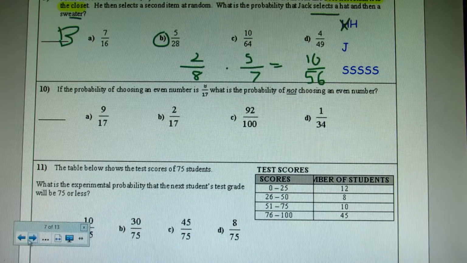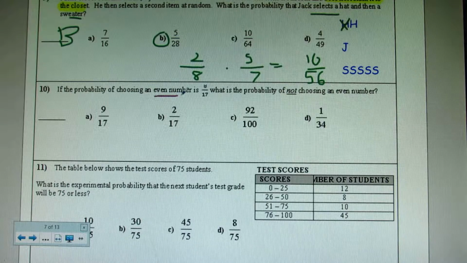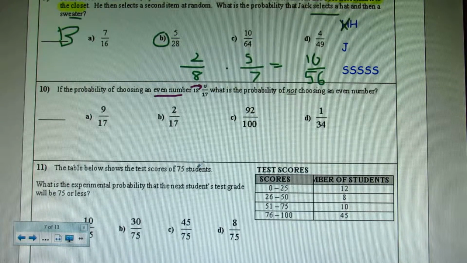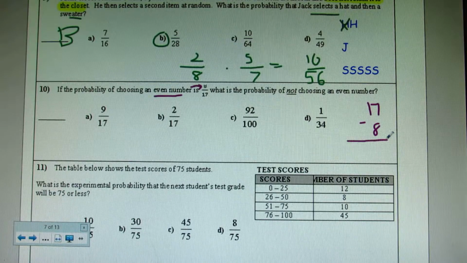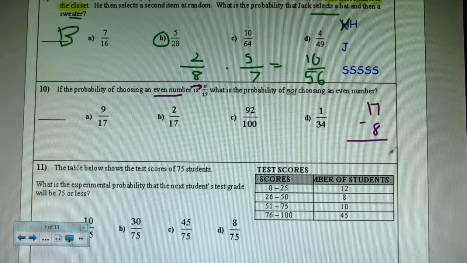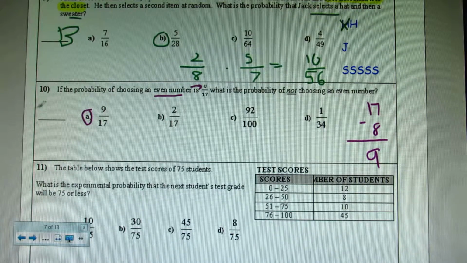Okay, again, this number 10 is very similar to number 18. If the probability of choosing an even number, that should say 8 out of 17, what's the probability of not choosing an even number? Okay, well, 8 out of 17 means there are 8 even numbers out of 17 total. So if there are 8 even numbers, I'm just going to subtract those away from the total and figure out that there must be 9 not even numbers. So the probability that I would pick a not even number would be 9 out of 17.